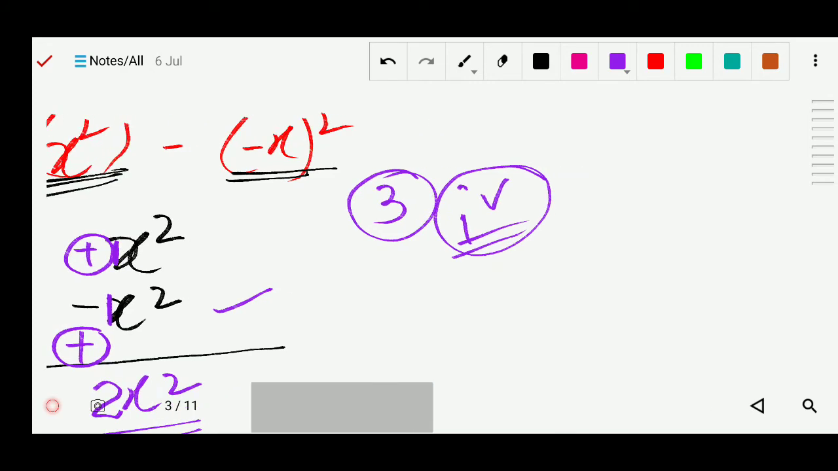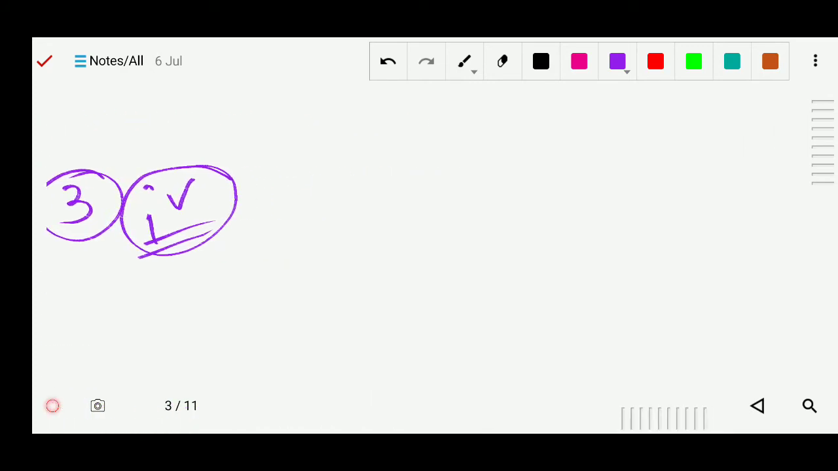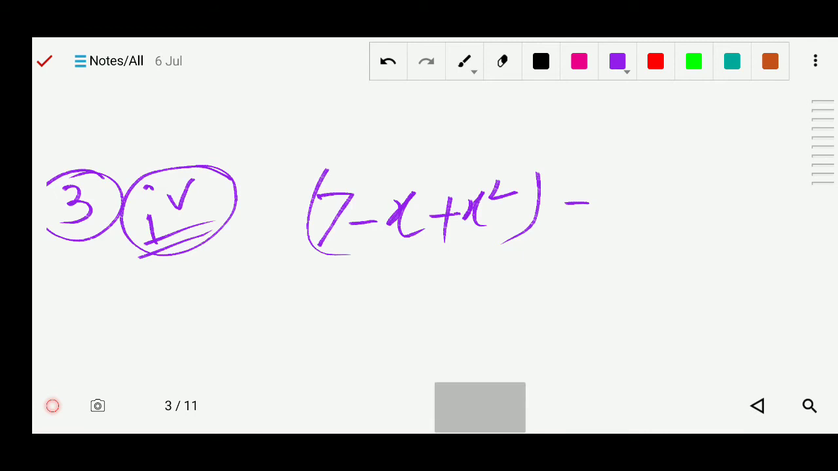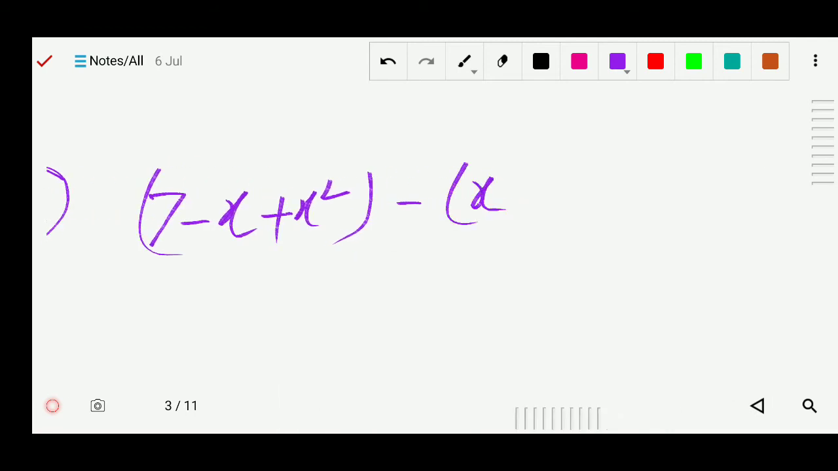So first we write the first part that is given, 7 minus x plus x square. Okay, and subtracted by x square plus 6 minus 3x.